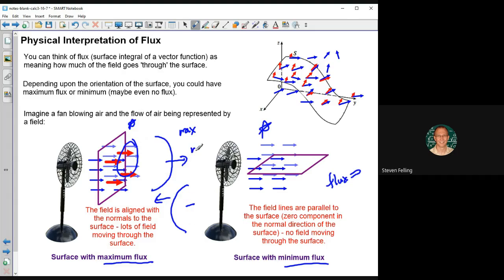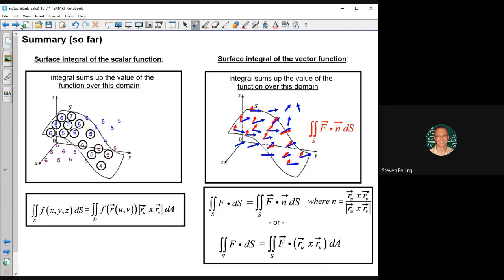Because remember we said that the normal vector would be in the positive curvature direction, or curving outward in the curvature, right? This would just happen to have a flux of 0 because there's nothing going through the surface, okay? So that's the physical interpretation of flux. So, summary so far, these are the main definitions, right?